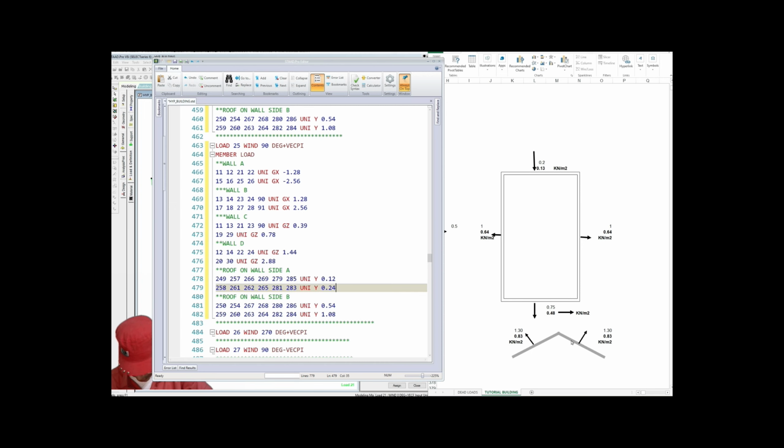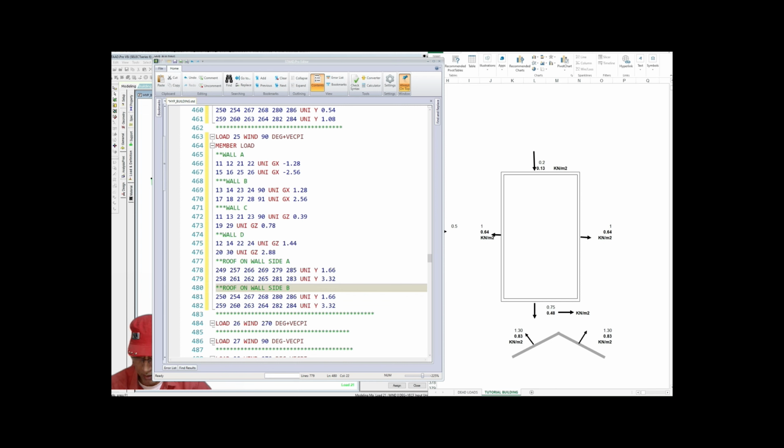So 0.83 into 2 is equal to 1.66. 0.83 into 4 is equal to 3.32. This will also become the same, 1.66, 3.32. So this completes our load case number 25.